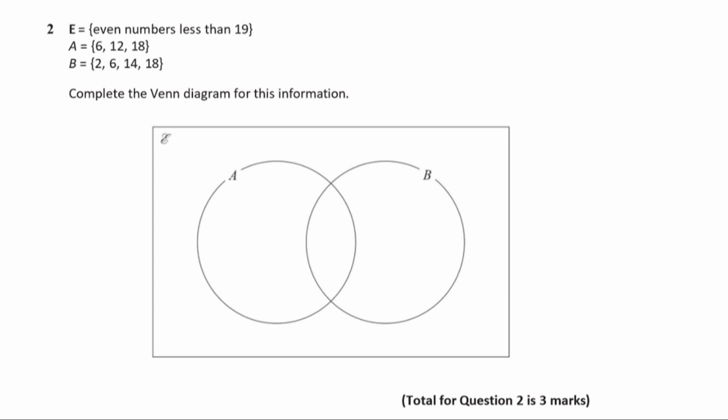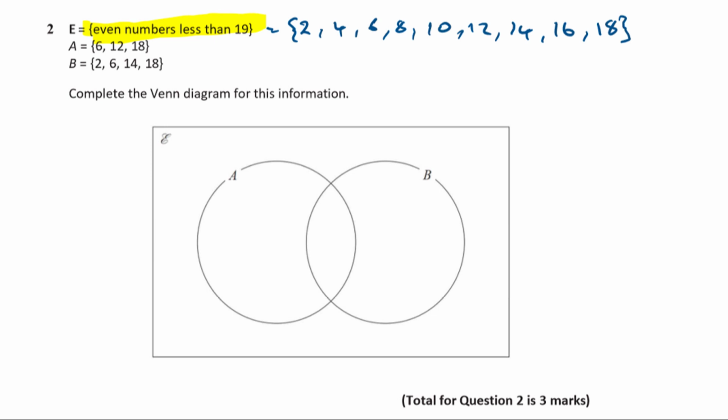Question 2, we've got a Venn diagram here, and we're asked to complete the Venn diagram for this information. The information is up here. I've got E, the universal set. That's equal to even numbers less than 19. I'm just gonna list those out quickly. It won't take me very long. Even numbers less than 19. So that's 2, 4, 6, 8, 10, 12, 14, 16, and 18, isn't it? So that's that set there. They're all the values that are going to be on this diagram. Now, some of them are going to be inside these circles.